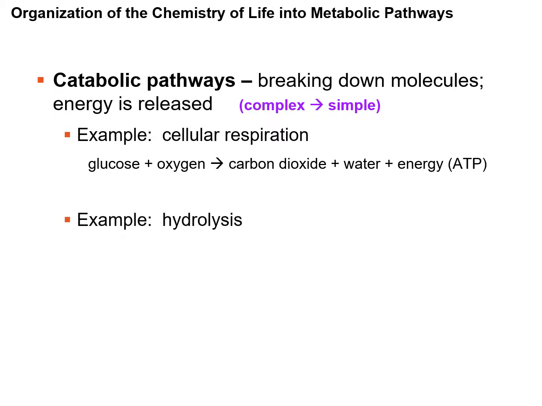Another example of a catabolic pathway is hydrolysis. Remember the water splitting reaction we reviewed back in biological molecules? For example, starch can be broken down or hydrolyzed to release glucose monomers. In both examples, note how the starting reactant is always more complex than the products.